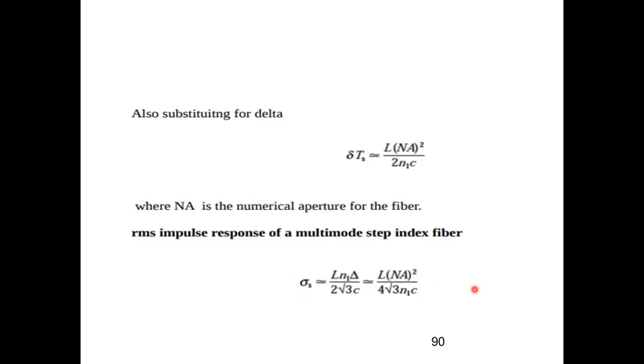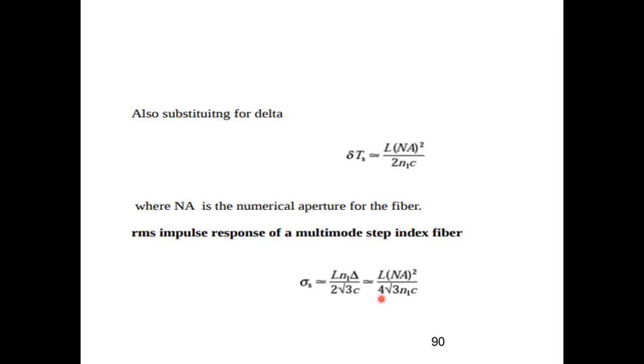Ma'am, is the C inside the root or outside the root? Yes, be a little loud. In that rho S formula, is C inside the root or outside? It is inside the root. 4√3 N1 C. Okay. Delta was replaced by NA, so √3 remained as √3 only, and only that factor of 2 came over here.